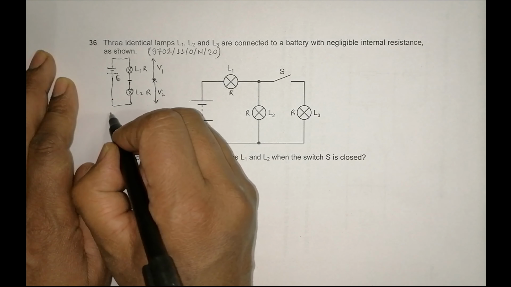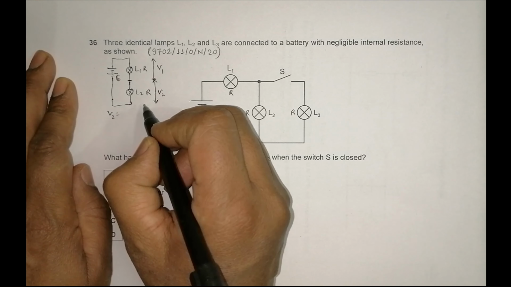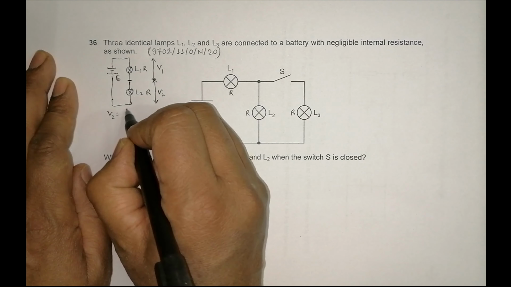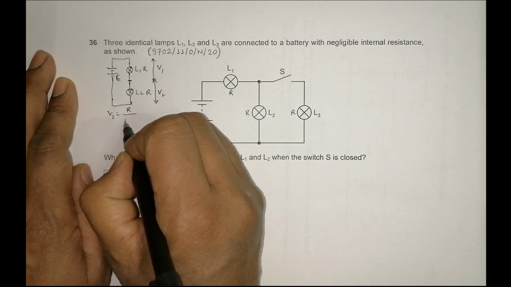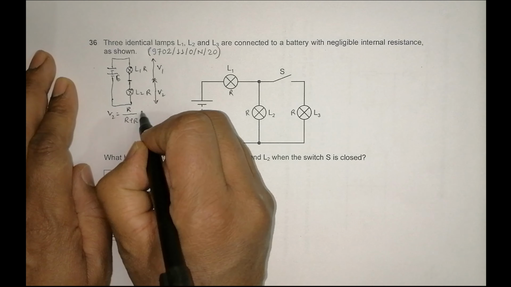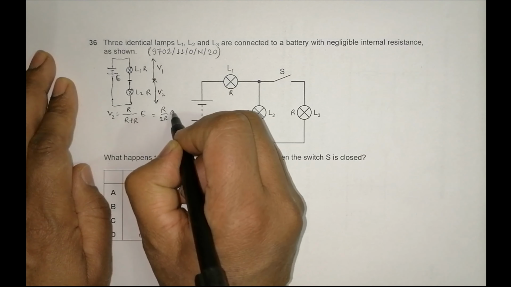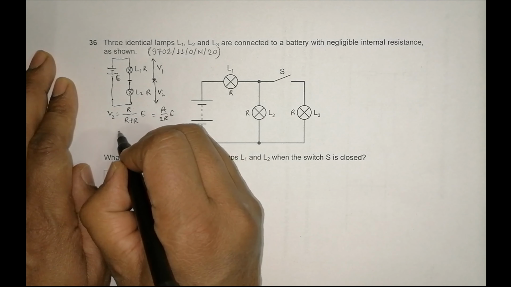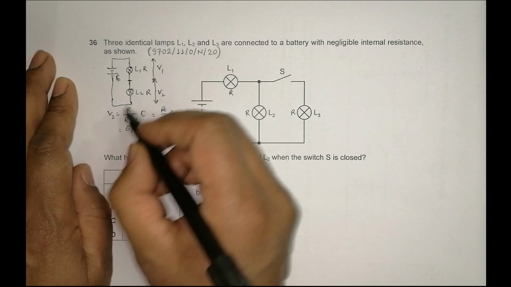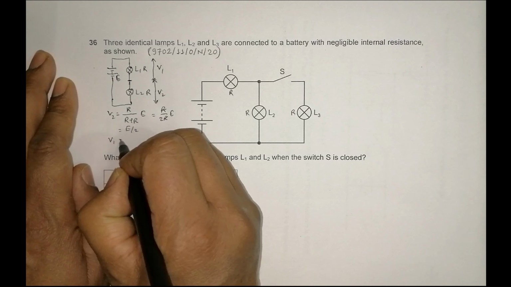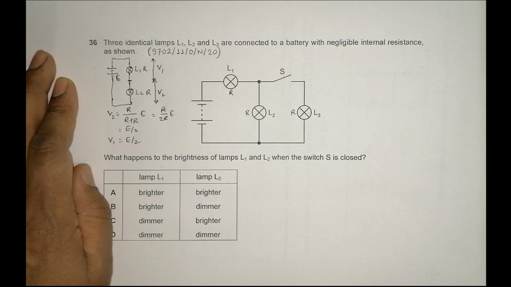So V1 should be equal to, we can do anything. V2 is equal to, according to the voltage divider formula, the resistance here divided by this resistance plus this resistance, which is R plus R, into this E. That's equal to R by 2R into E. R cancelled, which is equal to E by 2. So here V1 also will be the same. V1 also will be equal to E by 2 because they are equal resistors.